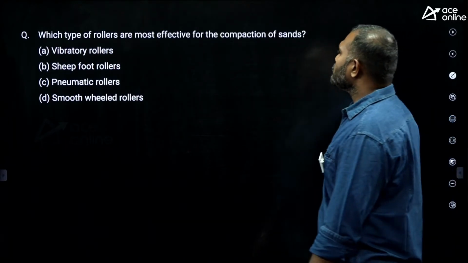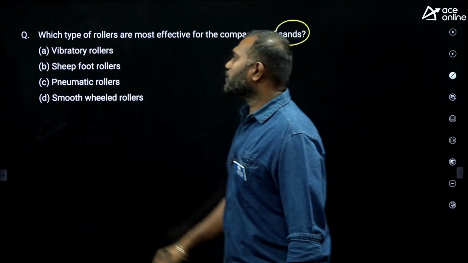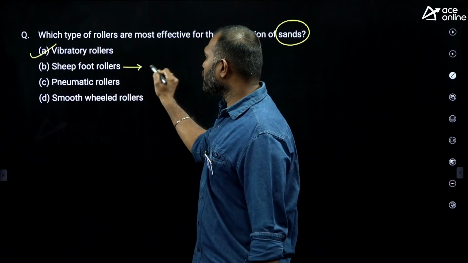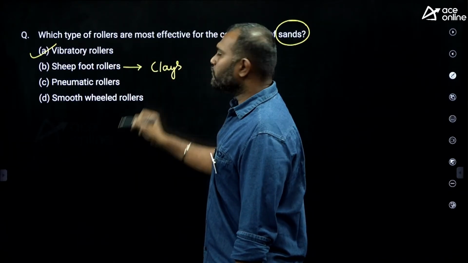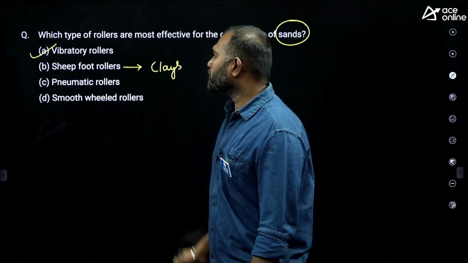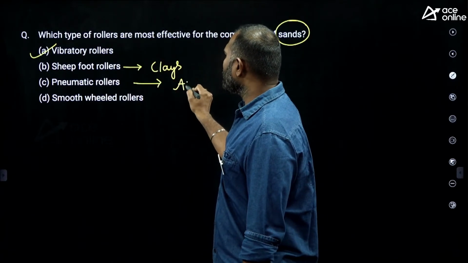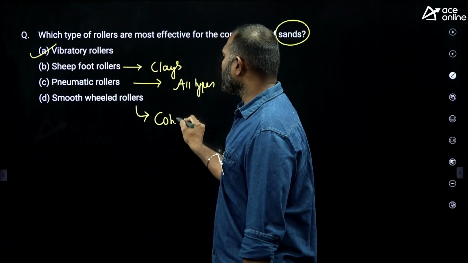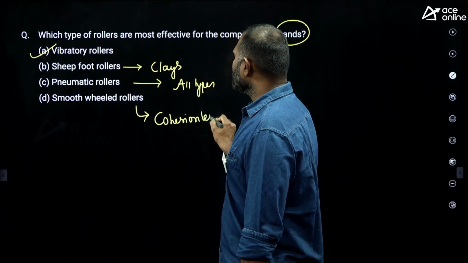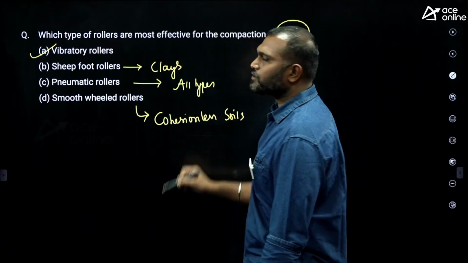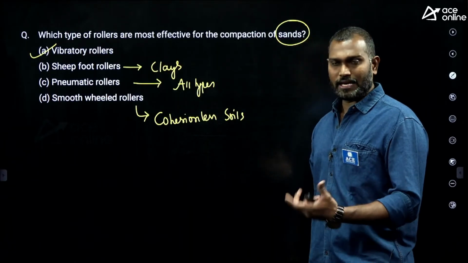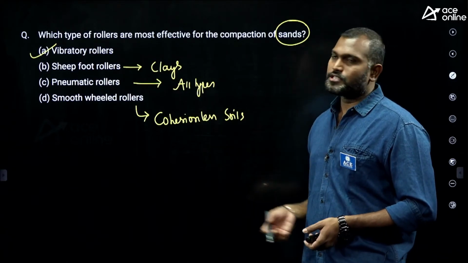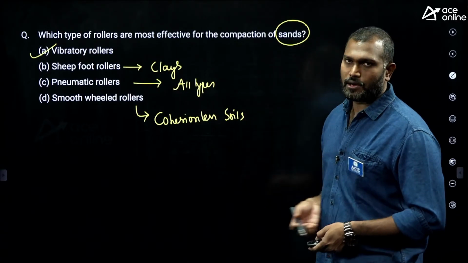Which type of rollers are most effective for the compaction of sands? For compaction of sands, we go for the vibratory roller. In the case of the sheepsfoot roller, we go for clays. So for clays, the best suitable is sheepsfoot. For pneumatic, all types of soils. Smooth wheel roller is for cohesionless soil. In the case of mixed soil, pneumatic. If it is a cohesive soil or clay, sheepsfoot. If it is sand, vibratory roller.